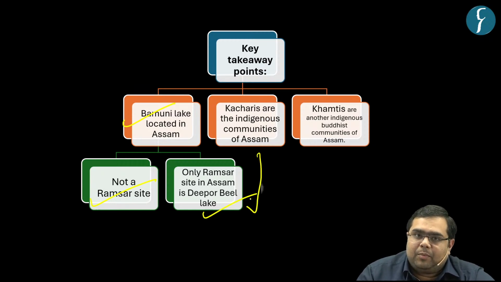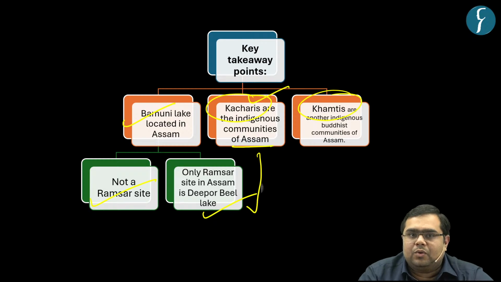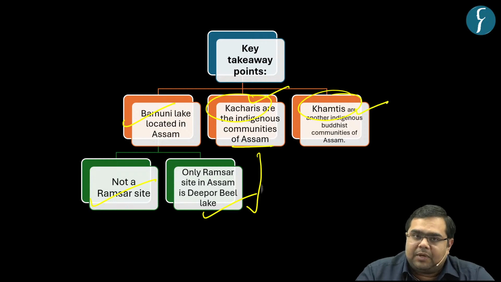Another important takeaway point with respect to that topic is that two names of indigenous communities were given, which live nearby the location of that particular lake. The first one is the Kacheri community, which lives in Assam. So UPSC might ask, or you can always have additional information with respect to the tribal culture of the Northeast, that Kacheri is an indigenous community which lives in Assam, and Khamtis are also one of the indigenous communities living in Assam. The difference is that they are followers of Buddhist culture, while the Kacheris are tribal communities.